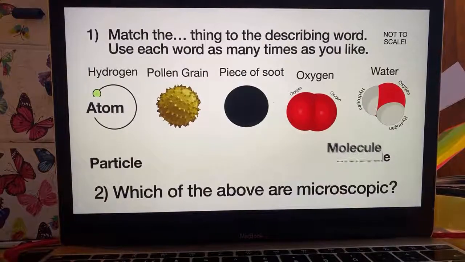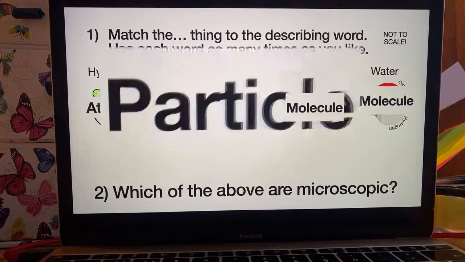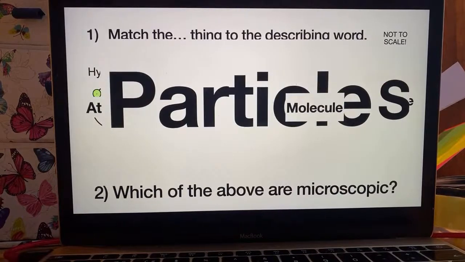Good. So, what have we got? That's an oxygen molecule, that's a water molecule, and hopefully you will be fairly okay with the fact that they're all particles.